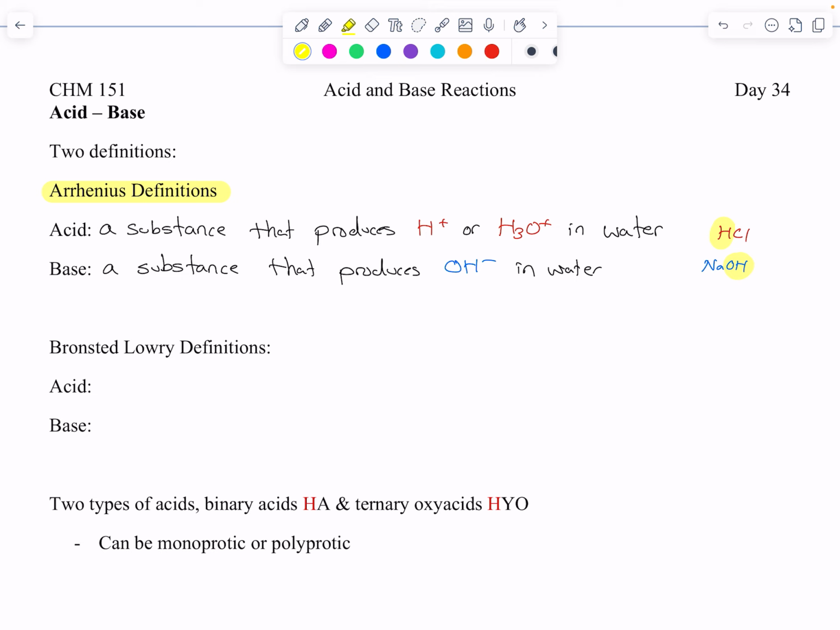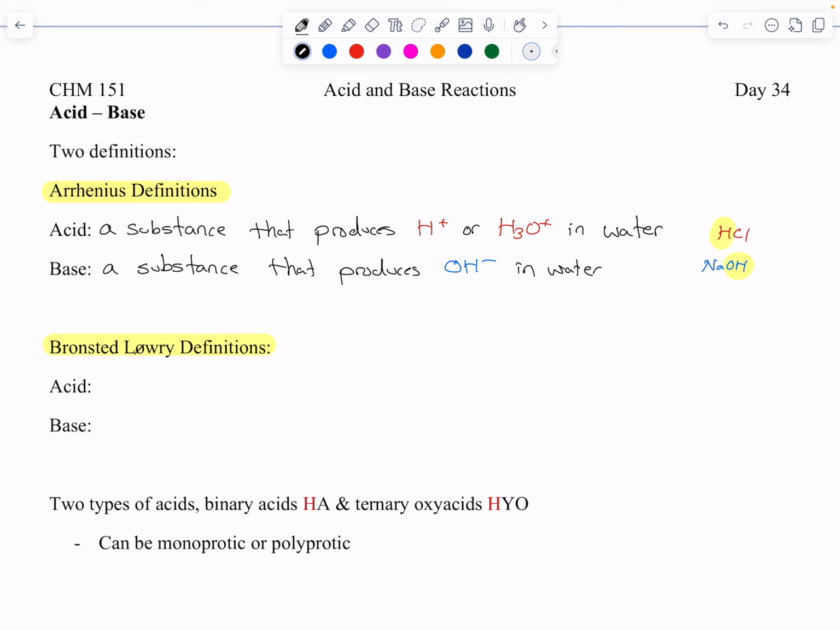Now, the second definition is the Bronsted-Lowry definition. Technically speaking, the O has a line through it. I don't have that text, I don't know which letter it is, and I didn't take the time to do it. But Bronsted and Lowry define acids and bases differently.